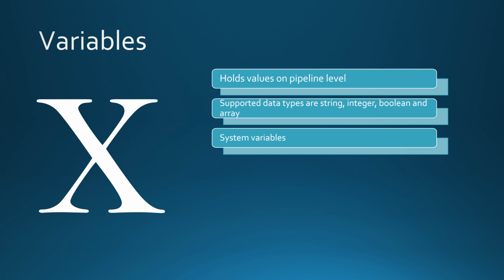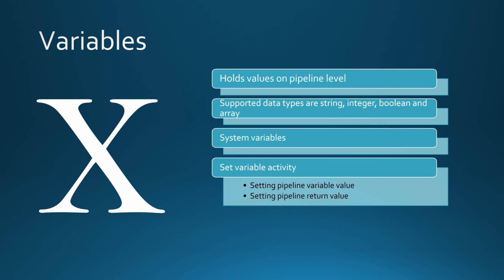The most important activity from the variable point of view in the Data Factory is the set variable activity. This is used for setting the variable values. Also, this allows setting pipeline return values that we are not going to cover in that much detail in this video, but basically pipeline return values would allow you to send a return value from a nested pipeline to a pipeline that is calling the nested pipeline. But this we will cover in much more detail in upcoming videos.